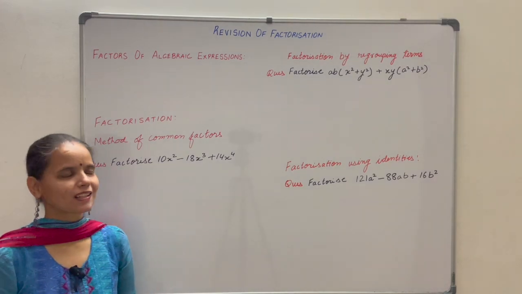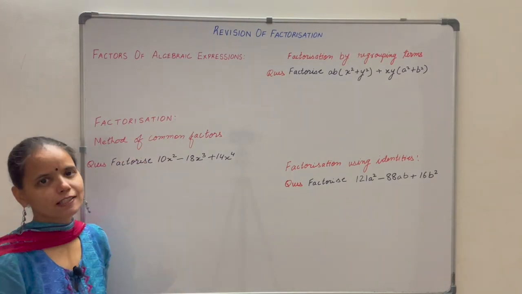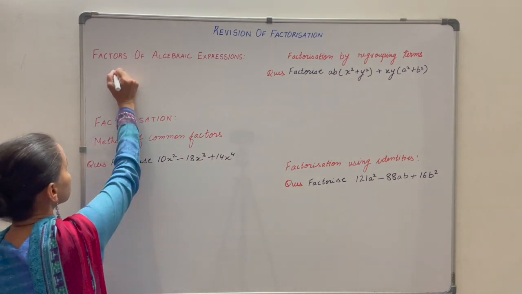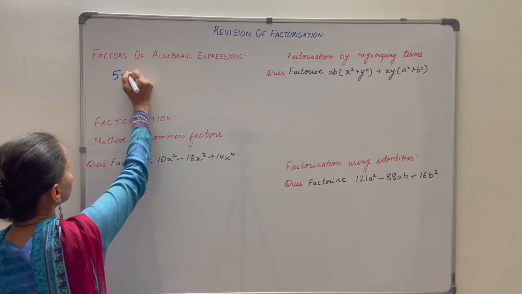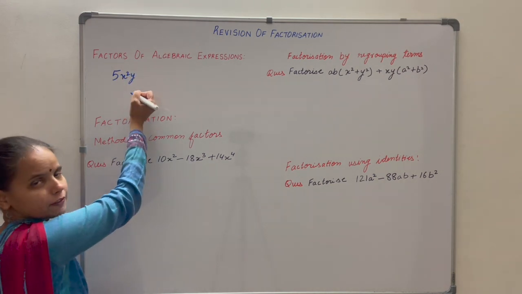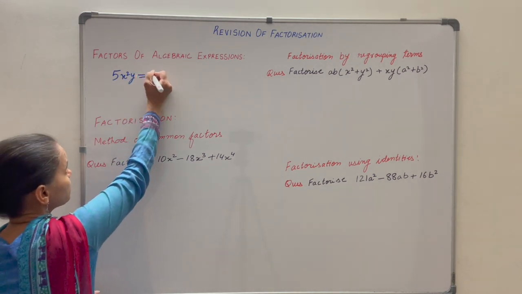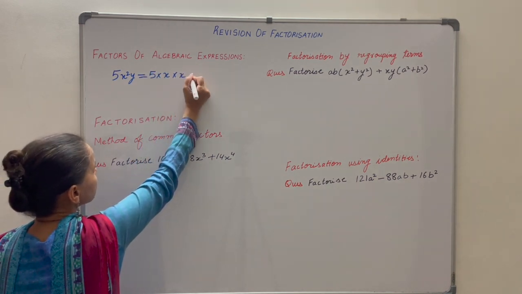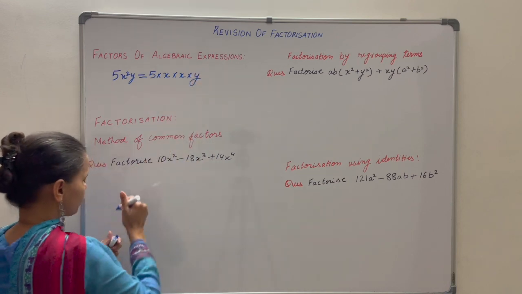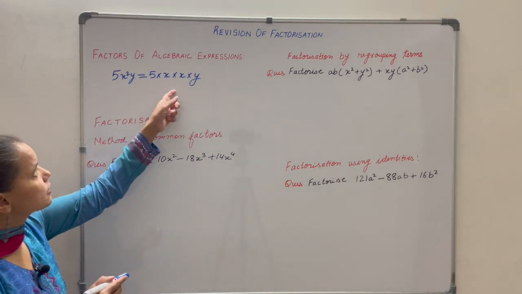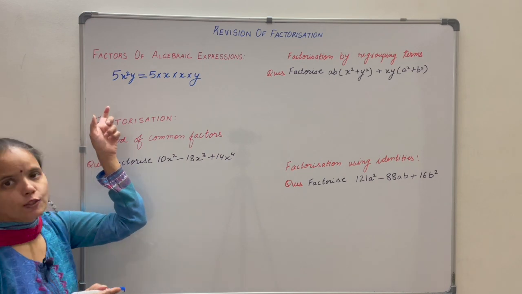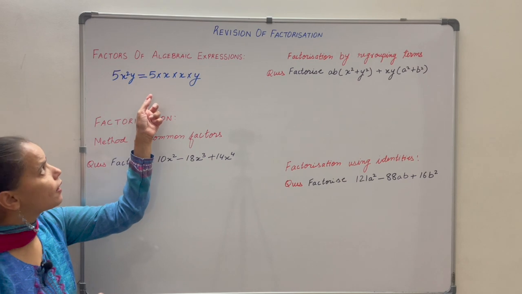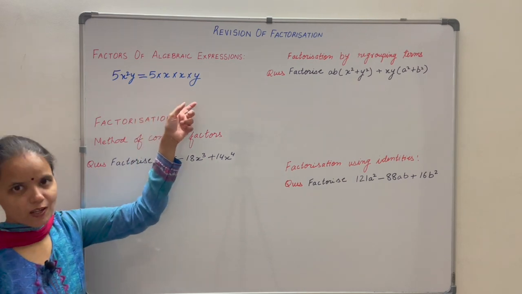Revision of factorization, factors of algebraic expressions. So let us take this expression to understand this concept. Say 5x square y. So what are the factors for this algebraic expression? It is 5 into x into x into y. So when you multiply these factors, you get 5x square y. So factors of this algebraic expression 5x square y are 5, x, x and y.